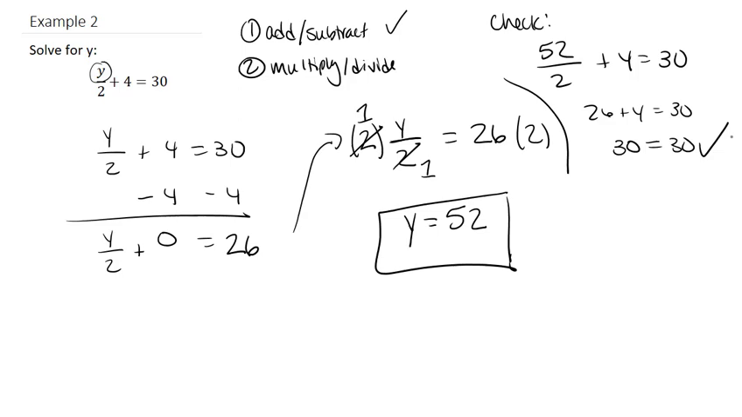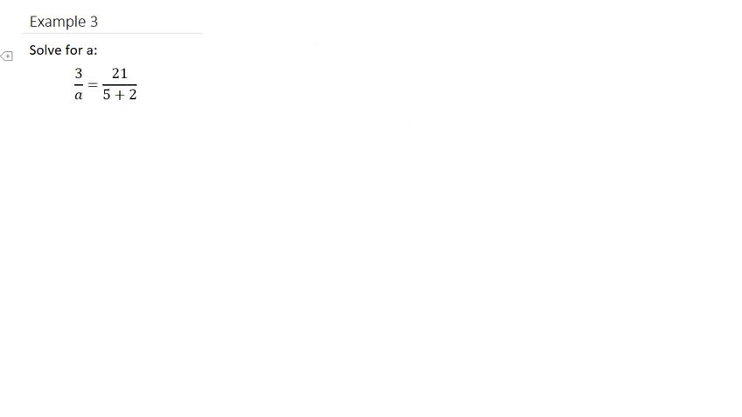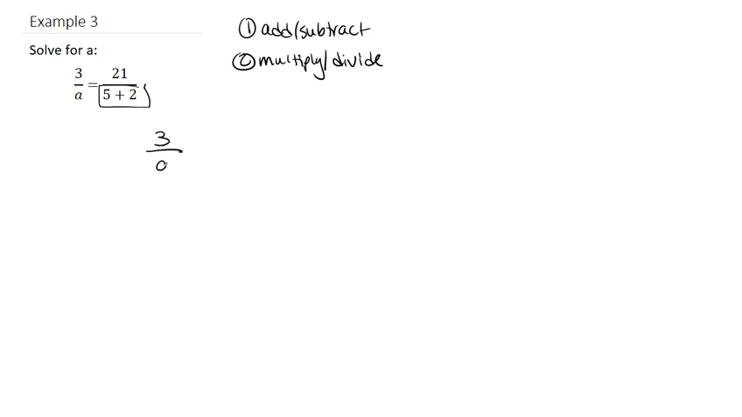So let's do one final example. Solve for a. So here we have 3 over a, which is equal to 21 over 5 plus 2. Now, the first thing we do is add or subtract, and then we multiply or divide. So we can see that we need to add here. So we can go 3 over a. Now we have 21 over 5 plus 2, which is equal to 7. So we've taken care of that.